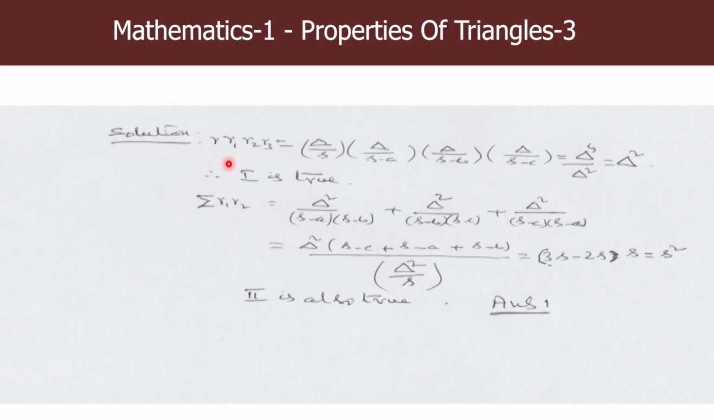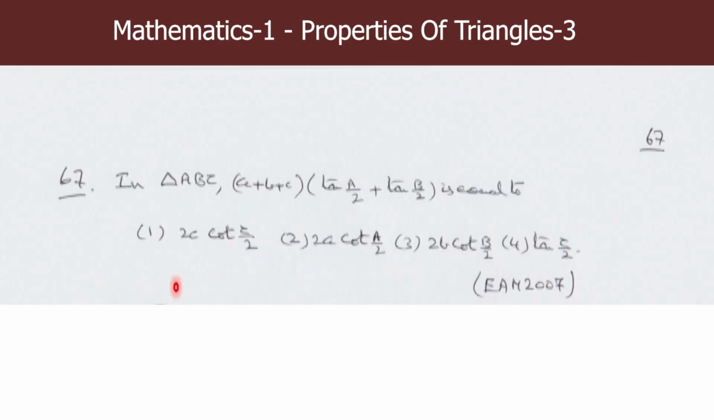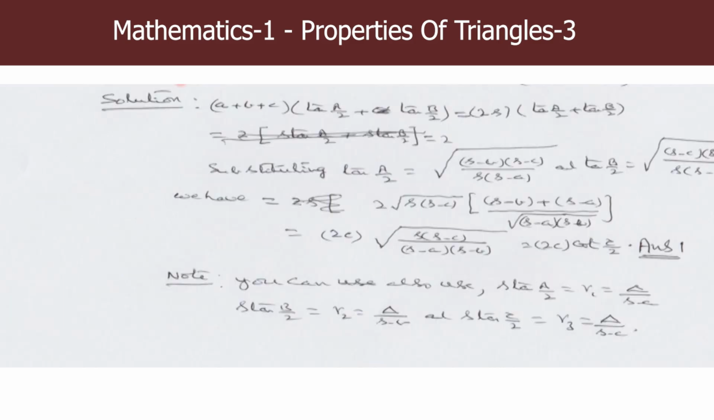First option is correct. In triangle ABC, a plus b plus c into tan A by 2 plus tan B by 2 is equal to, so you are given: 1, 2a cot C by 2; 2, 2a cot A by 2; 3, 2b cot B by 2; 4, tan C by 2. Of course, this is also given in the EAPCET examination. Now, the given expression, a plus b plus c is 2s, the perimeter, into tan A by 2 plus tan B by 2.